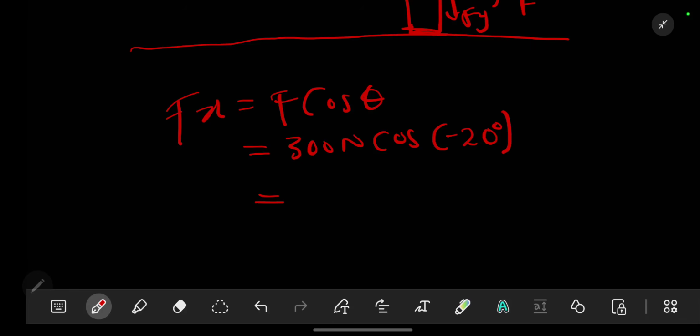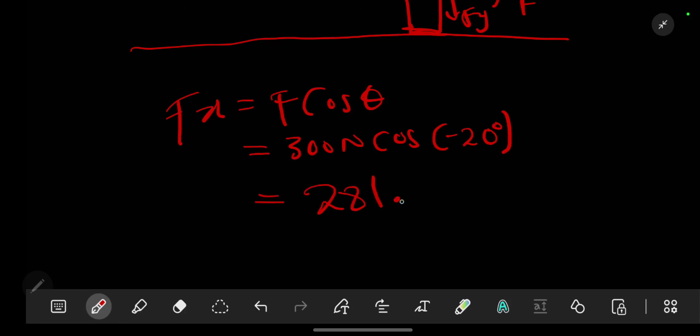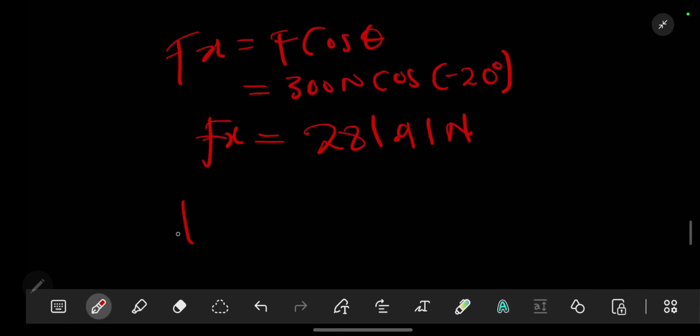So we can say the 300 cosine of negative 20 will still give us a positive value. So we are going to have a value that is equivalent to 281.91. So this is our force in the x direction. Force in the y should be equal to F sine of our theta.